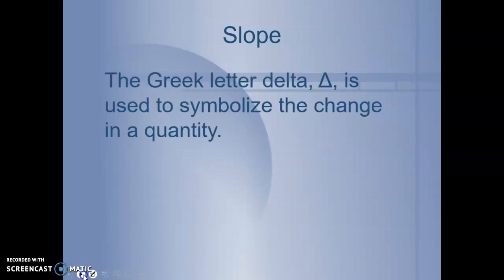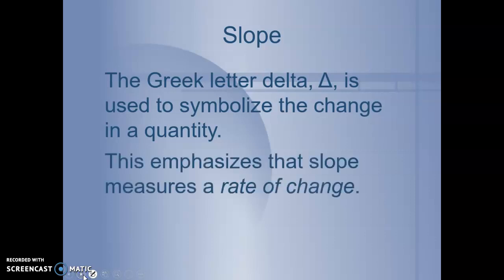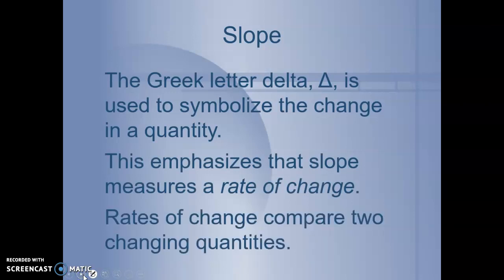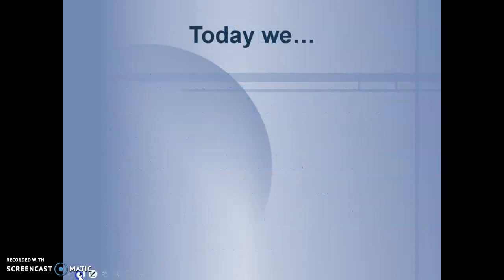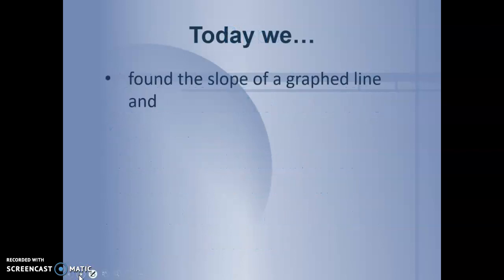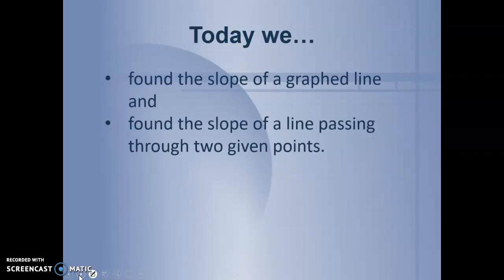We've already talked about this, but there's the Greek letter delta, and it's used to symbolize a change in something. Remember, the slope is a rate of change. Rates of change compare two different things that are changing, two different quantities, in this case, x and y. So today, we found the slope of a graphed line, and we found the slope of a line passing through two given points. We will do some more practice problems in class.